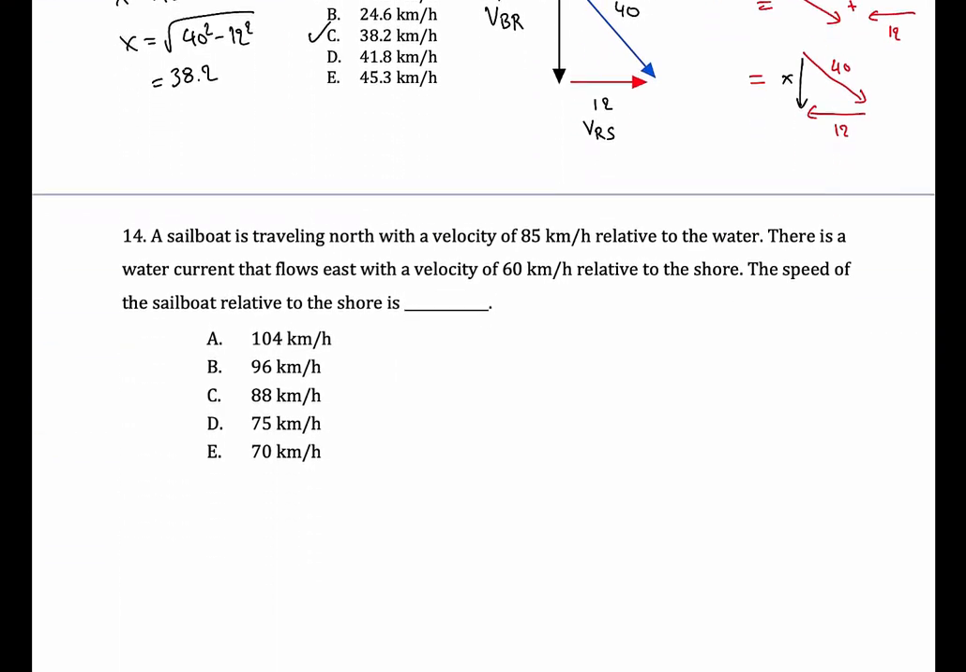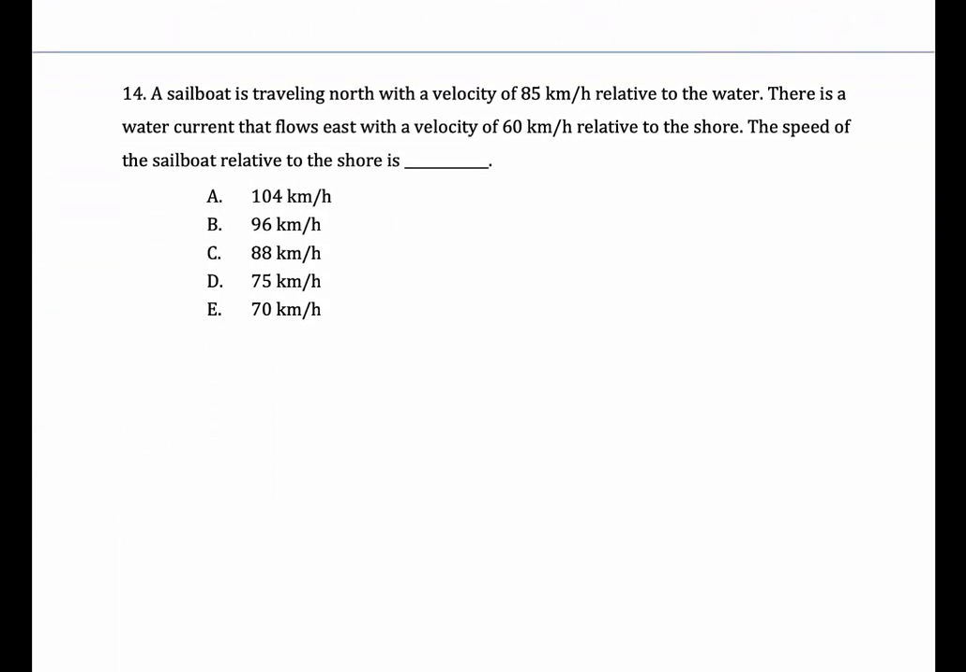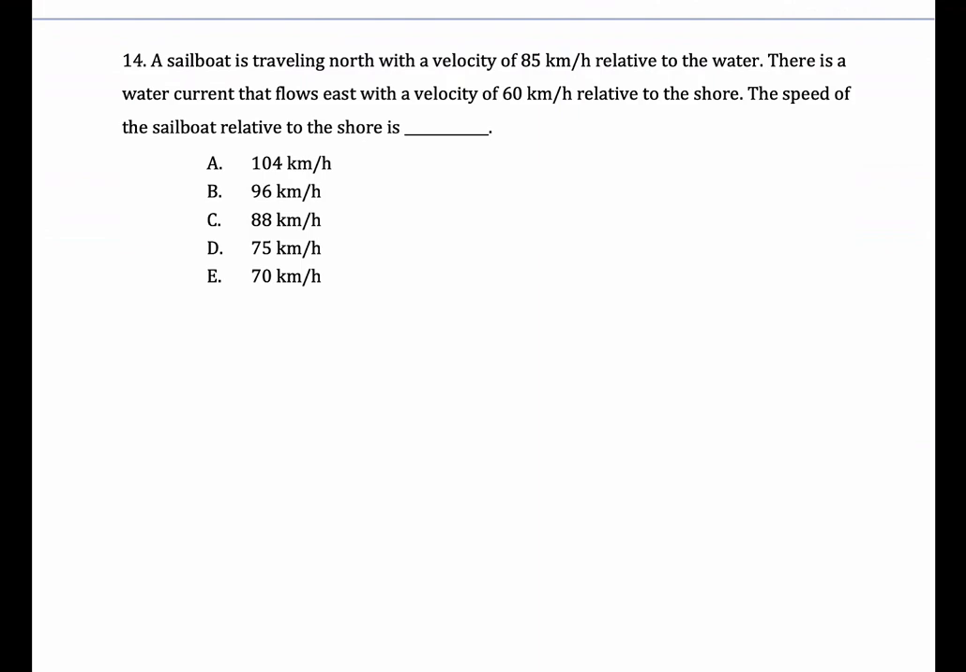We can continue. You can pause if you want to read the question. However, we can say that we have a boat traveling north with a velocity of 85. The water blows it with a velocity of 60 east, so most likely we'll do the Pythagoras theorem.